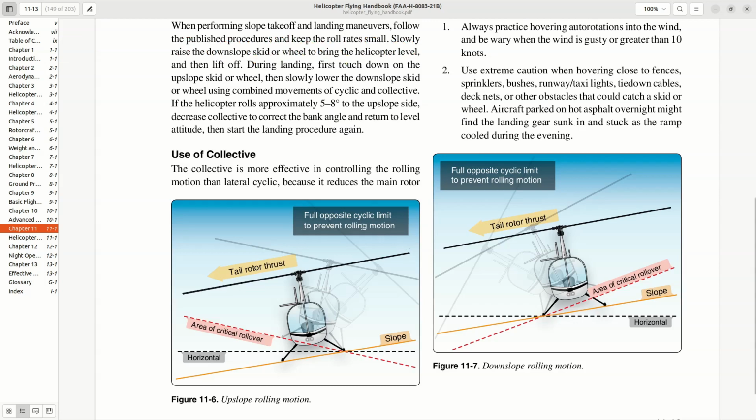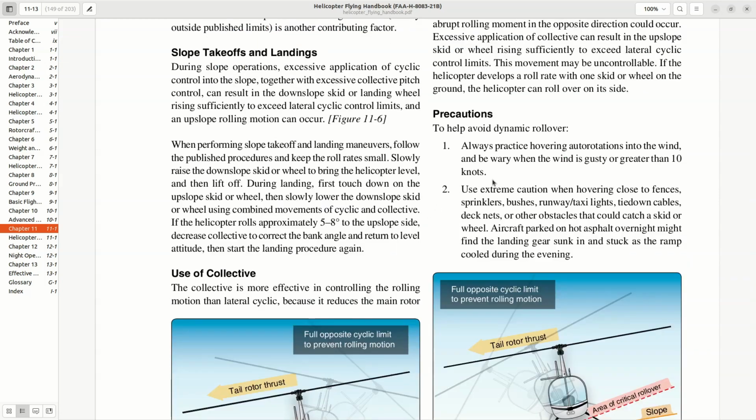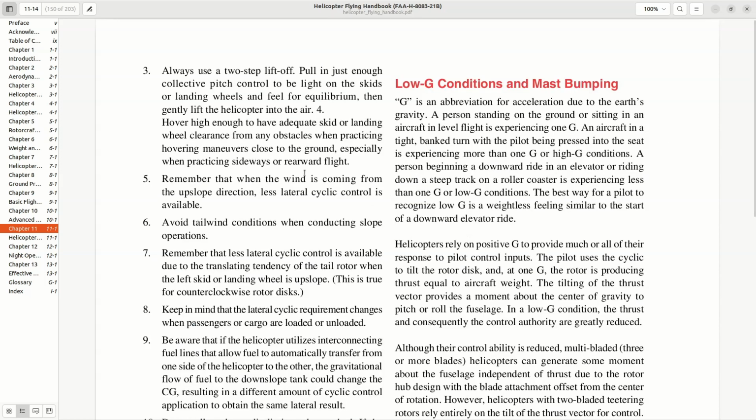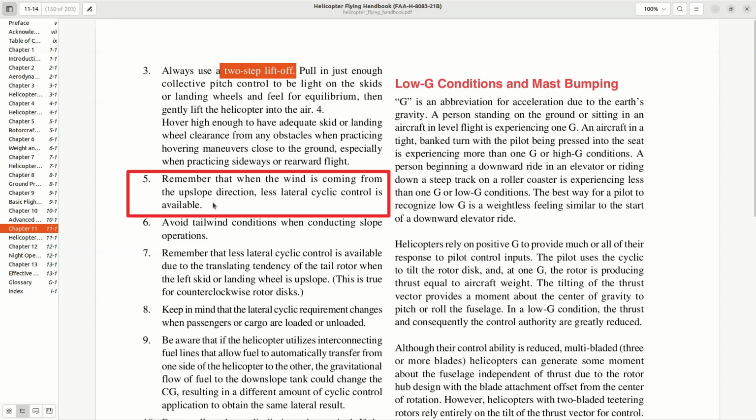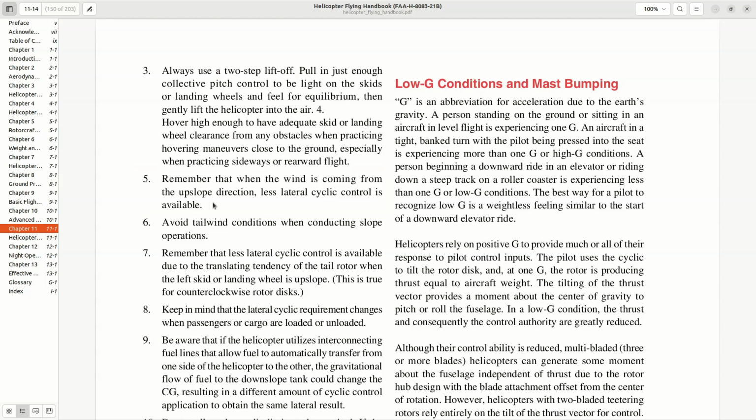Other things they'll talk about is how can you avoid these issues. You want to practice your hover autos into the wind. And also don't do it when the winds are really strong and gusty either. Other precautions we can take is do a 2-step liftoff. Don't just yank it into the air. Again, if you're doing a slope, especially. Remember, where's your wind? If the wind is coming from the upslope direction, there's less lateral cyclic available to you. Avoid tailwinds, especially with slopes.